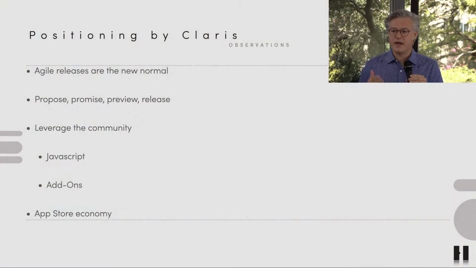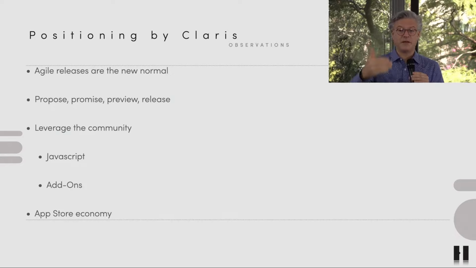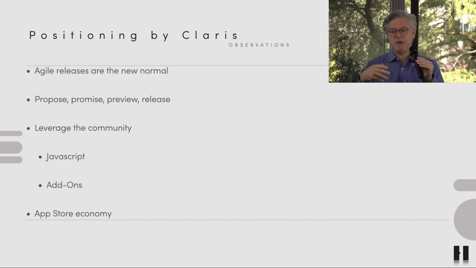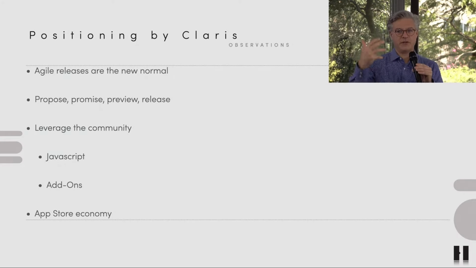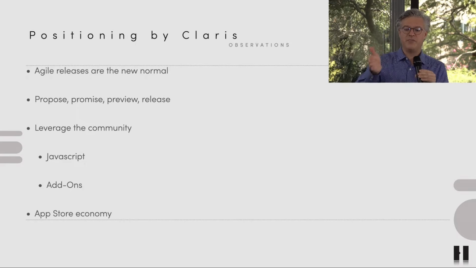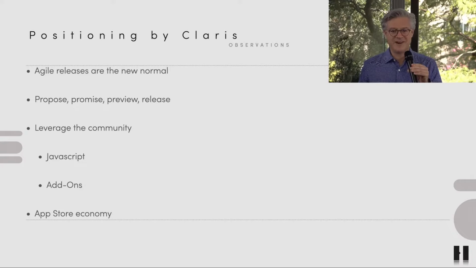All right. Lastly, I want to make a few observations here. I already called it out, but Agile releases are the new normal, right? Not just bug fixes. We can expect regular quarterly, maybe triannually, major feature releases, right? And I think the process has become clear for how they're going to do that. I've identified it here as propose, promise, preview, release. I think that's what they're going to do.